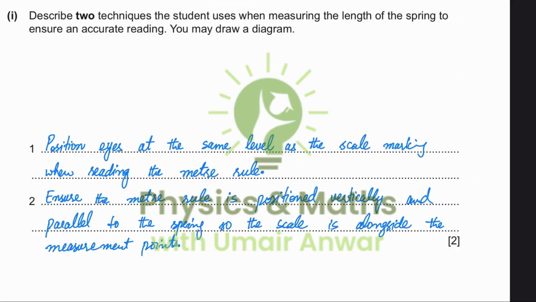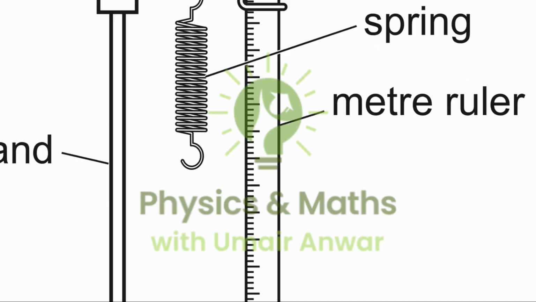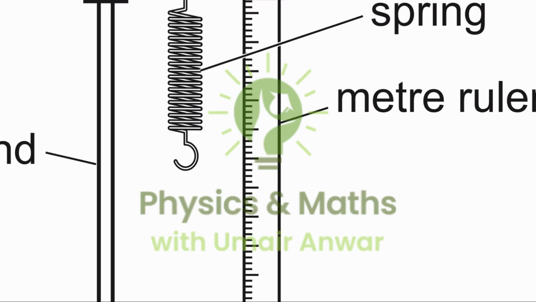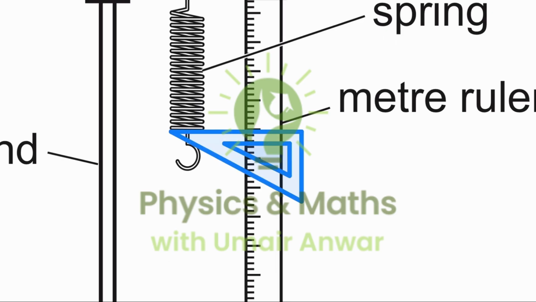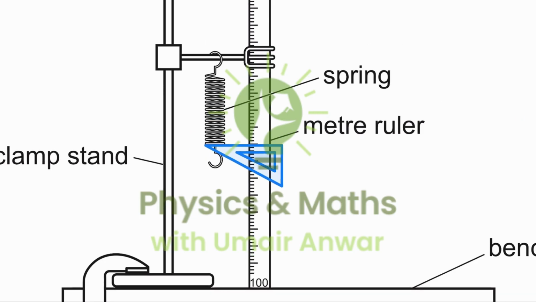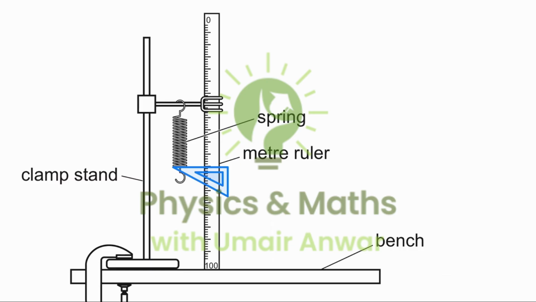Another point which could be written here is that we could use a set square to take the reading accurately. Placing a set square in a correct way is going to make sure that the reading is being taken correctly and there are no mistakes in taking the reading.